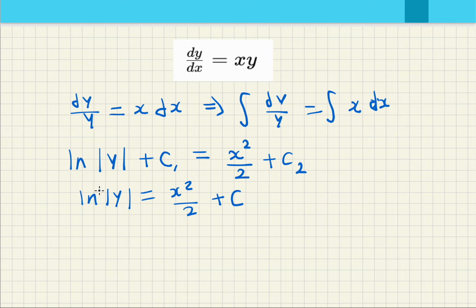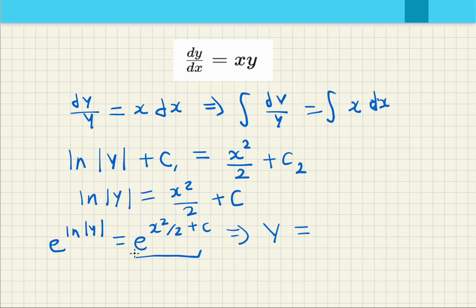And so when we do that, we know that e to the power of natural log of anything is the equation inside the brackets. So in this case it's y. So if we take e to the power of both sides, y equals e to the power of x squared over 2 plus c, since e to the power of ln would be 1.